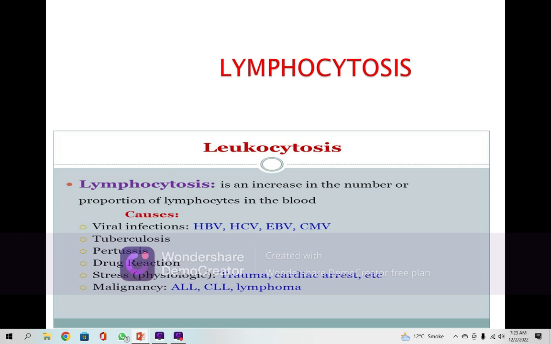Physiological stress like traumas and cardiac arrest: transiently there will be lymphocytosis. In malignancy, acute lymphatic leukemia, chronic lymphatic leukemias, and in cases of the lymphomas, there will be relative lymphocytosis.